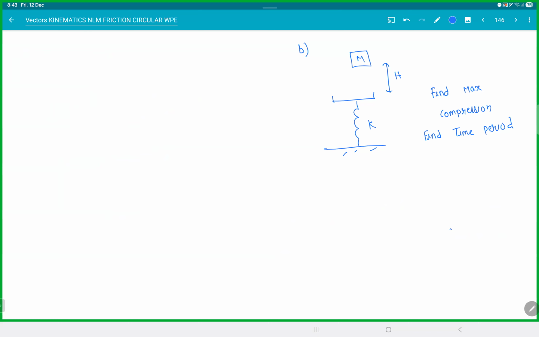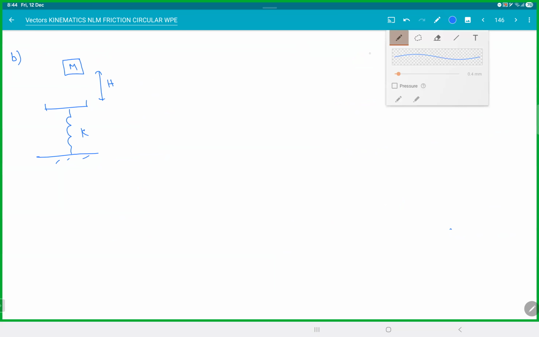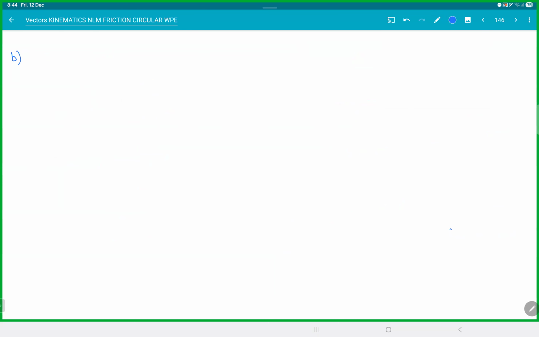So when the block falls here, I'll draw the whole thing again better. So this is the block. This is the platform. This is height h. Then the block comes and hits the platform.